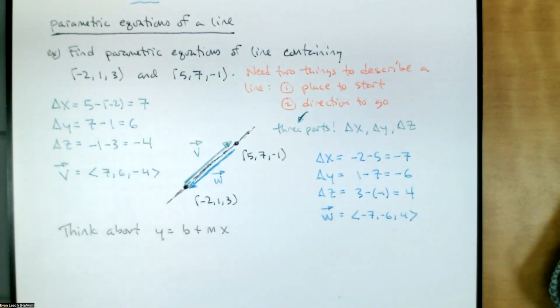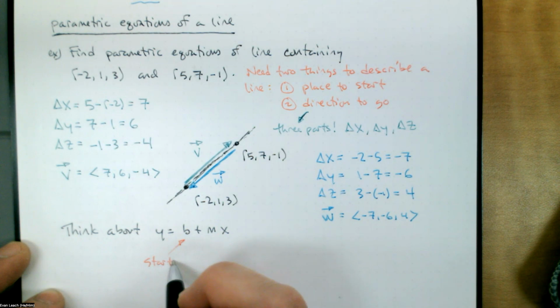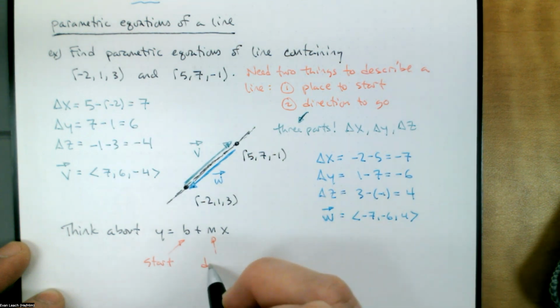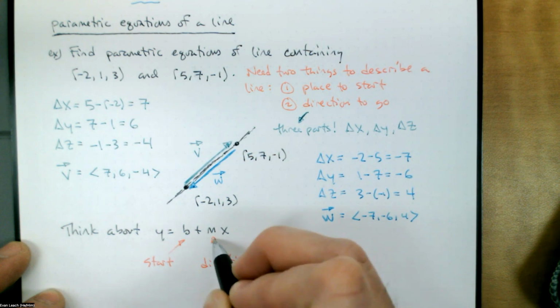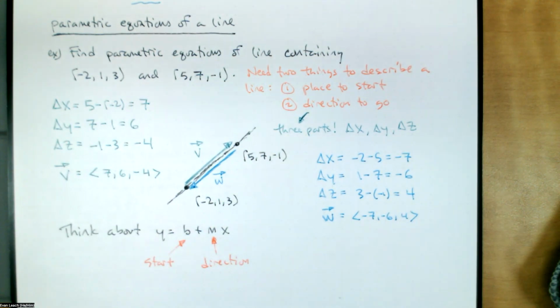So we're still going to think about y. We're still going to think about y equals b plus mx, where b is the place to start and m is the direction to go. And when we can write y as a function of x, then x is serving as the parameter. So we start at b, go in the m direction, and x is the number of times that we do that. We're going to do the same thing with this problem.